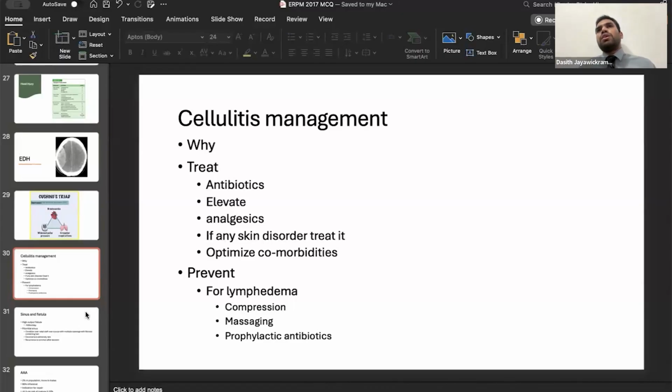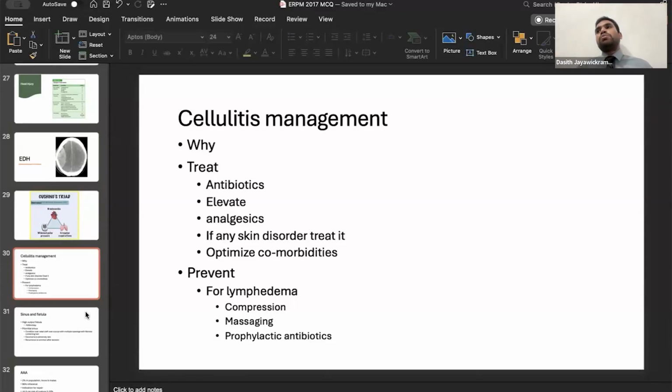So why does this patient get it? Maybe the patient has a fungal infection of the skin, or there's some skin breach, a penetrating injury, a prick injury, a callosity in the foot. There should be an origin point for the infection to come into the soft tissue. Is the patient having uncontrolled diabetes? If so, we should treat it. Then treat with antibiotics, elevate the limb, analgesics. If there is any skin disorder like tinea infection, fungal infection, eczema, psoriasis, then treat it. Optimize the patient's comorbidities like diabetes and get the blood sugars under control.